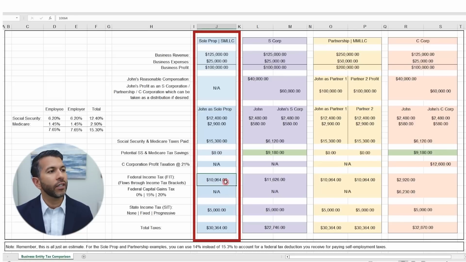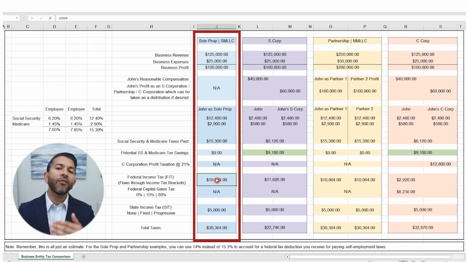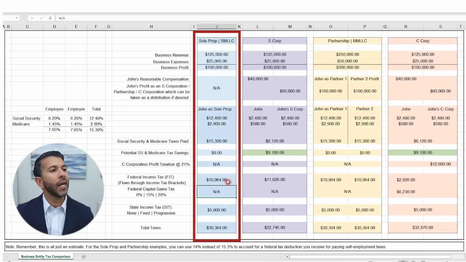So what we're saying here is if you earn $100,000 in profit as a sole proprietorship, what would be happening behind the scenes is you would get the standard deduction. You'd also be getting something called the qualified business income deduction. I'll touch on that a little bit later. But basically, even after calculating for all those things, you're going to end up paying $10,064 in federal income tax. Now, I'm assuming you're a single taxpayer, so you're not filing jointly. If you were married filing jointly, it would be a little bit less. Okay. You don't have any capital gains tax to pay as a sole proprietor.